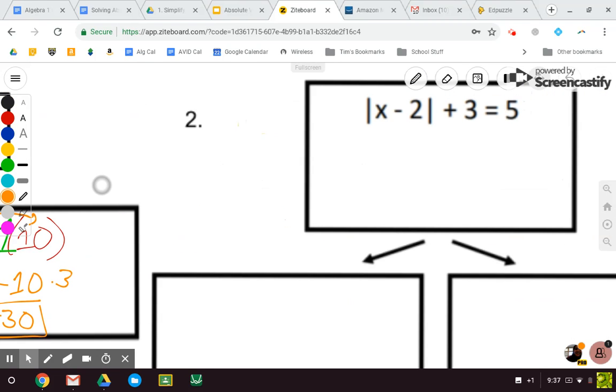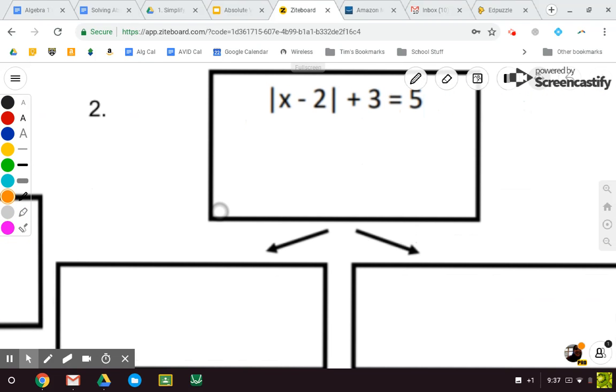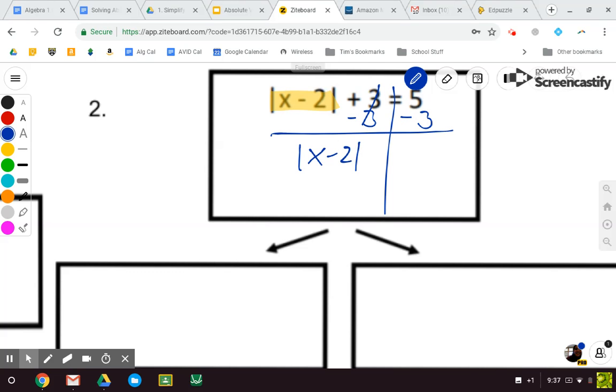Let's go ahead and look at the second one. Okay, so first step, get the absolute value by itself. Is it by itself? No. So now I need to figure out how to get it by itself because it's not alone yet. Right now there's a +3 next to it. I'm going to undo that +3 by subtracting 3 on both sides. So I got the absolute value of x minus 2 is equal to 2. Again, I ask myself, is it alone? Yeah, it is. I'm ready for my two equations.